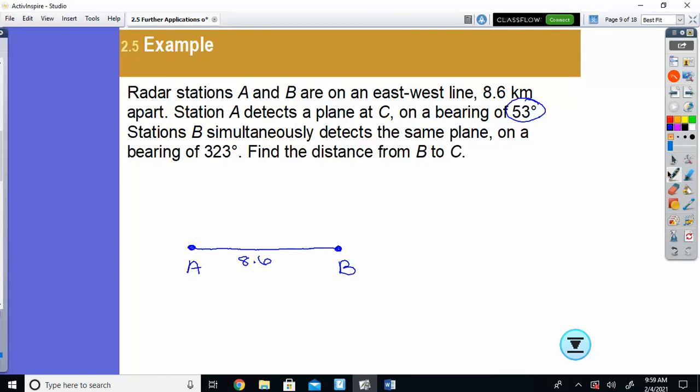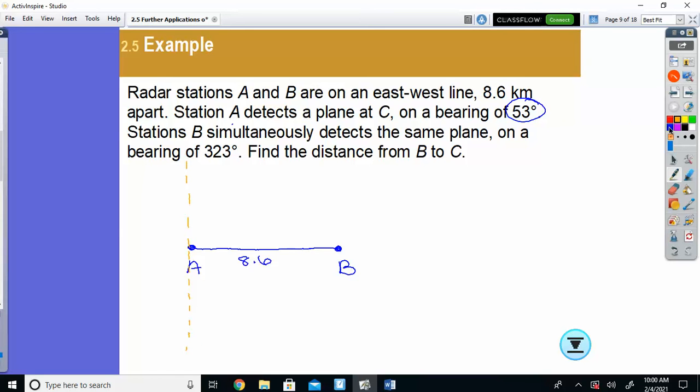Anytime I give you a bearing, you have to draw in the north-south line from the point you're looking at. So we're at station A, so I'm going to draw a north-south line at station A. I usually draw a dashed line. You might have multiple north-south lines in your picture, depending on how many bearings you have, okay?